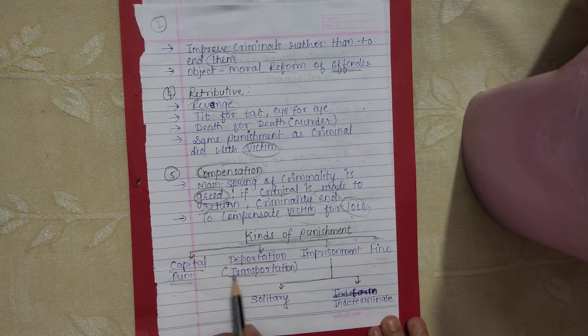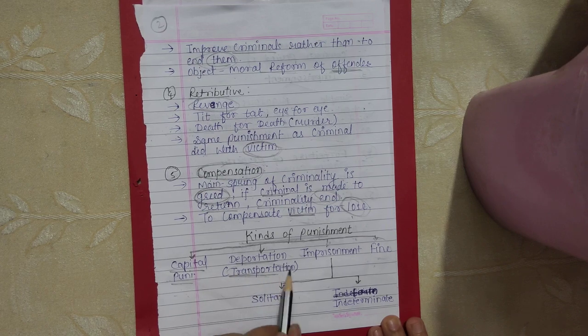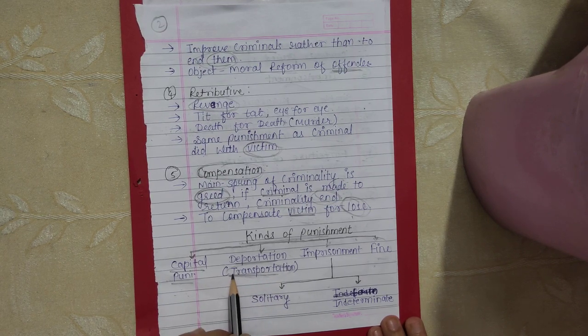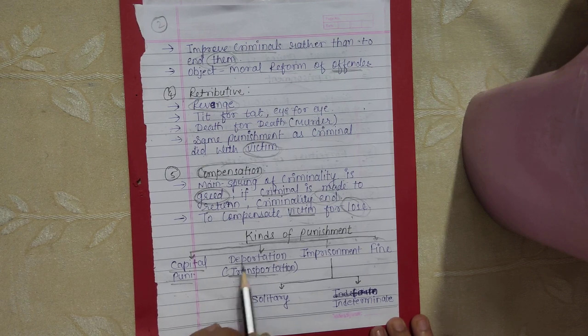Next is deportation. Deportation means transportation. The word transportation for this is used in India. But this punishment is not so effective because if one person is dangerous for one society, then definitely he may be dangerous for another society also. However, this punishment is one of the kinds.